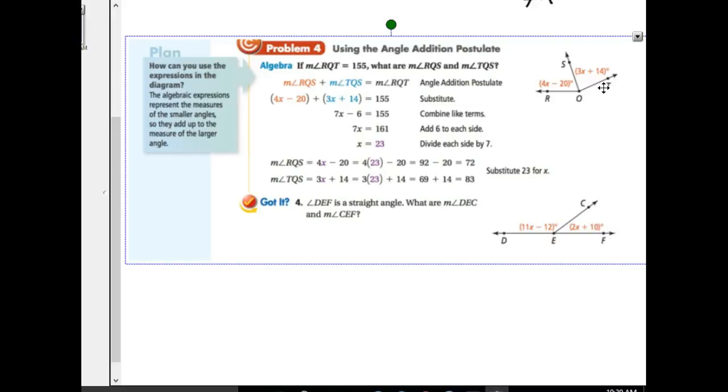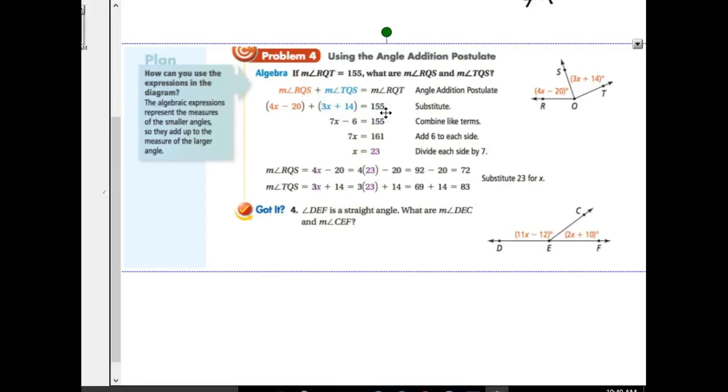You've got 4x minus 20 plus 3x plus 14. 4x minus 20 is representing angle RQS, and 3x plus 14 is representing in the picture angle TQS. And together, those should add up to be 155 degrees. Now, the rest is just kind of algebra. We're going to combine like terms. The 4x and the 3x gives us the 7x. The minus 20 and the 14 gives us minus 6. And of course, this side still stays 155.